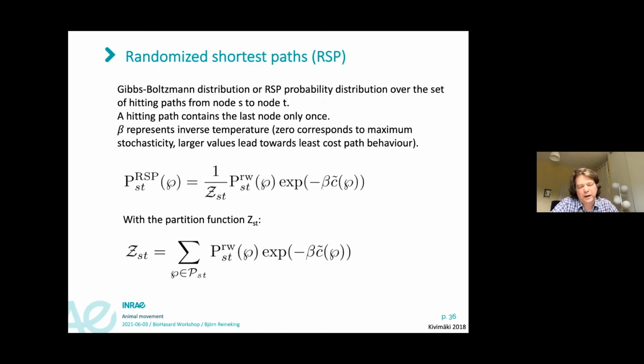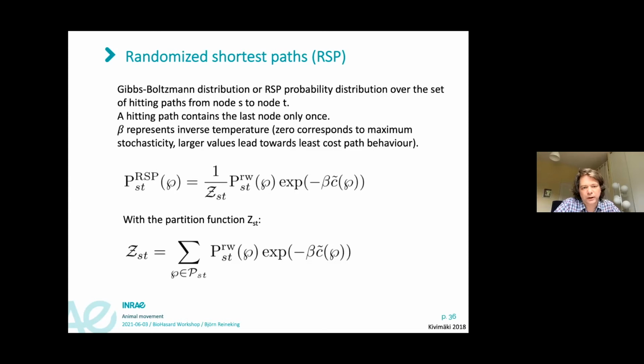And it does so by giving a weight to the different paths. When it calculates the probability distribution of potential paths between a node S and a node T, it starts with the probability distribution of the random walk, the PRW, and then weights each of these paths by the cost of that path. It's here with C tilde, and the costs are weighted with the parameter beta. So if beta is 0, we get the same randomized shortest path distribution as the distribution that we get for the pure random walk. And as beta gets larger, the paths with low costs get more and more weight, up to the point that we end up with the least cost path.